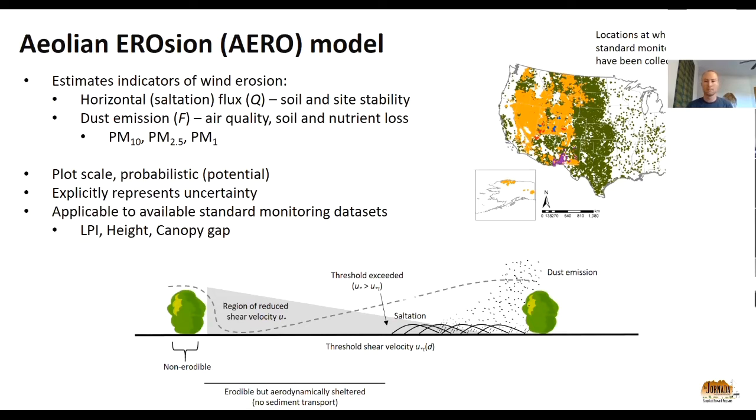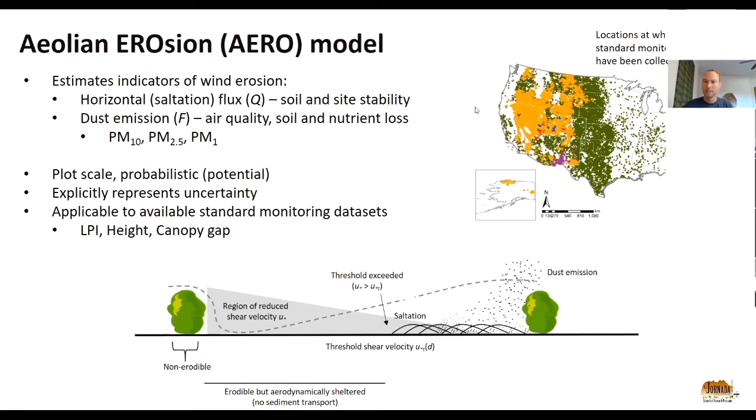So the way that we've parameterized Aero, and this is largely the work of Brandon Edwards, enables us to represent the uncertainty in the model parameters and give essentially sort of probabilistic estimates at the plot level that users can interpret in a risk management sort of context. And we've set up Aero specifically so that it can be applied to these standard monitoring data sets using inputs that can be calculated from LPI, height, and canopy gap intercept methods.